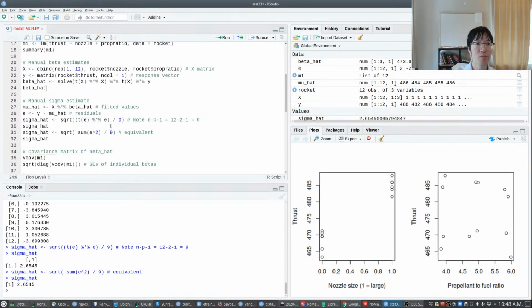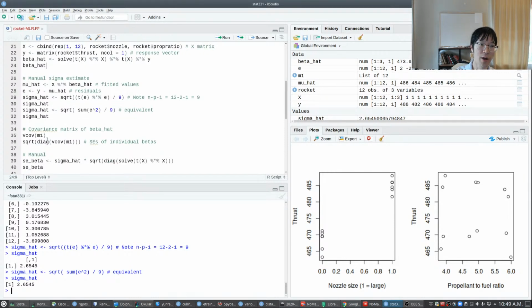Okay, so now we have the point estimates. We have beta hat, we have sigma hat, and the next thing we looked at was the estimators. The estimator beta hat has a normal distribution with mean beta and with the covariance matrix. So it's multivariate normal. So what is the estimated covariance matrix for beta hat?